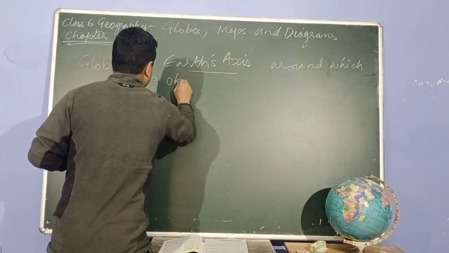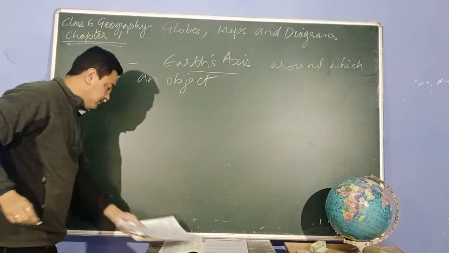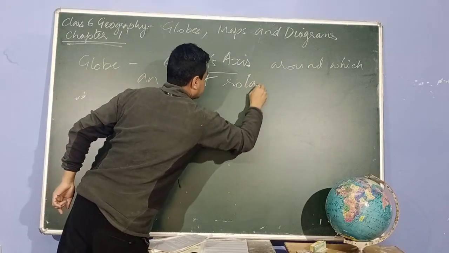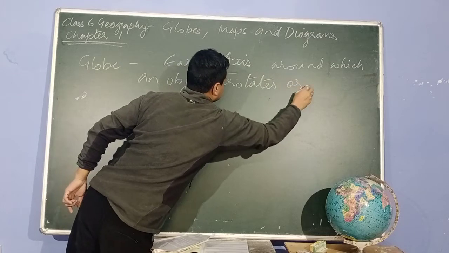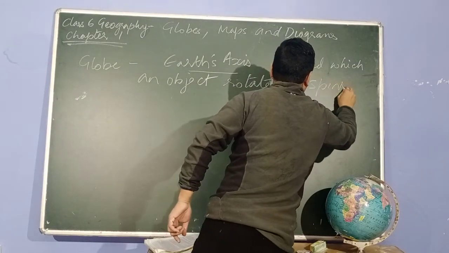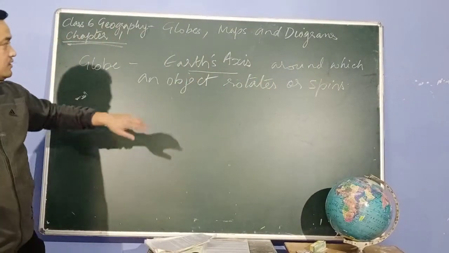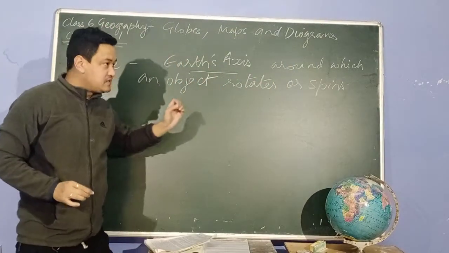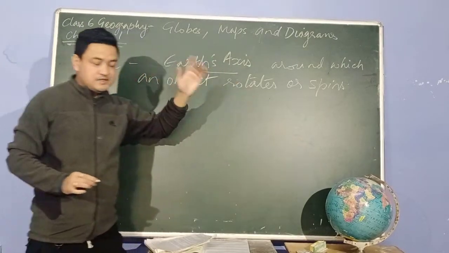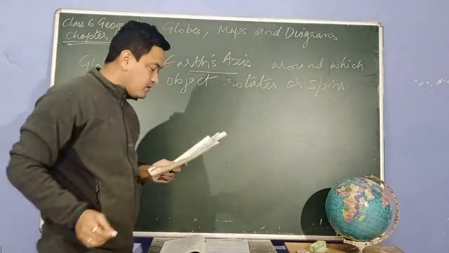an object, okay, rotates, R-O-T-A-T-E-S, rotates or spins, S-P-I-N-S. Now you can see here, this Earth axis is the axis on which an object like the globe rotates or spins.